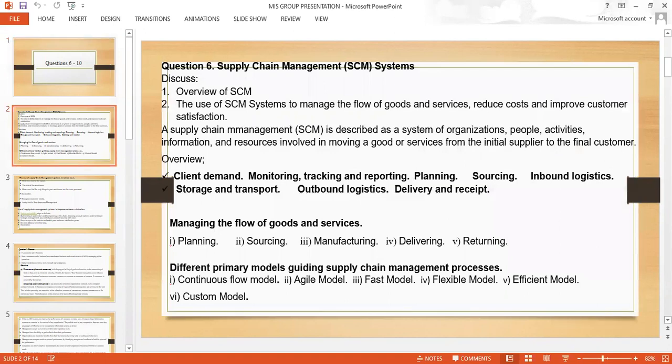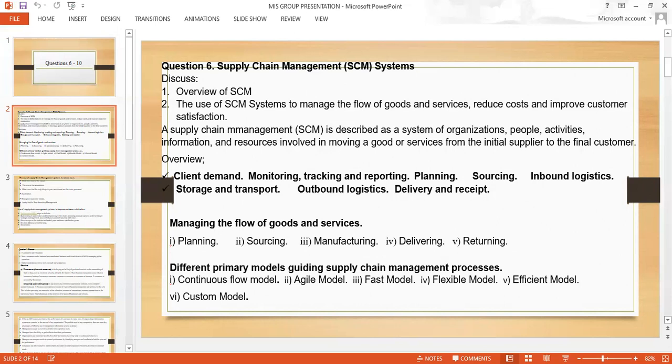I'm Kolikot Max, presenting number 6, which is supply chain management systems. It requests for an overview, then the use of systems to manage the flow of goods and services, reduce costs, and improve customer satisfaction. Supply chain management is described as a system of organizations, people, activities, information, and resources involved in moving a good or service from the initial supplier to the final consumer.